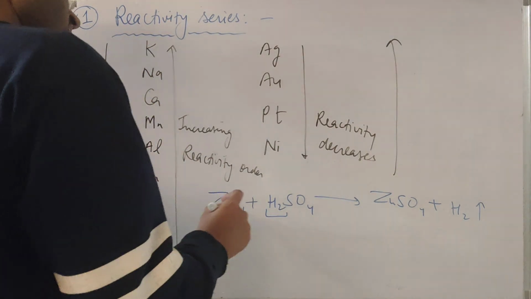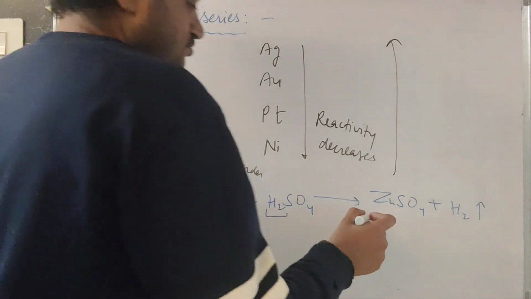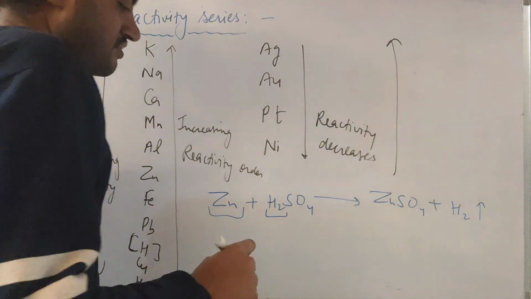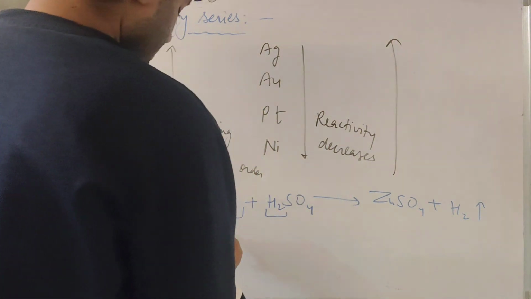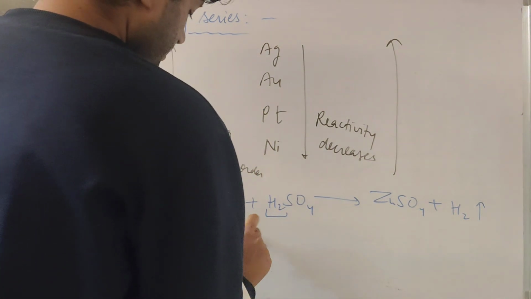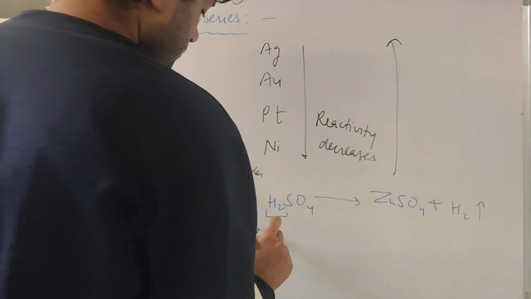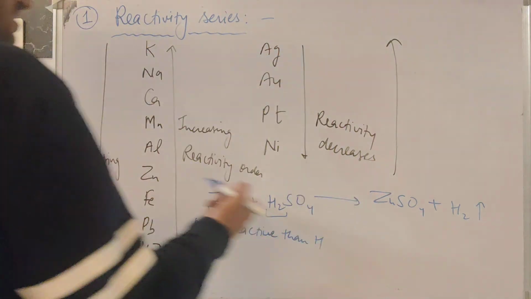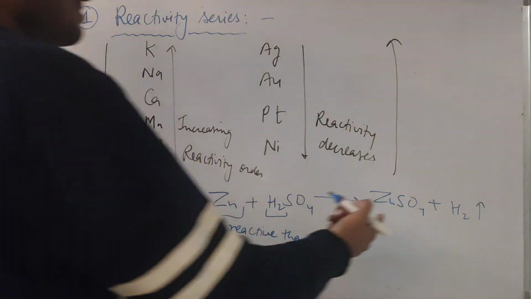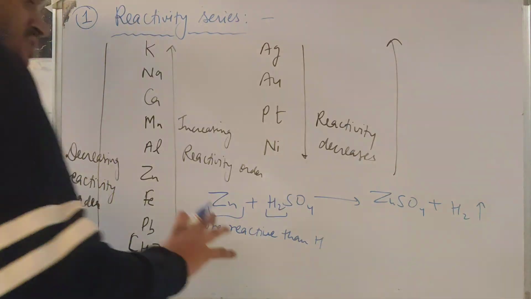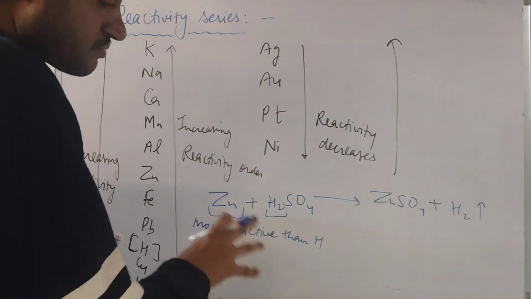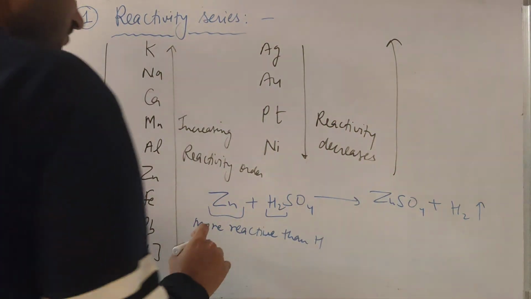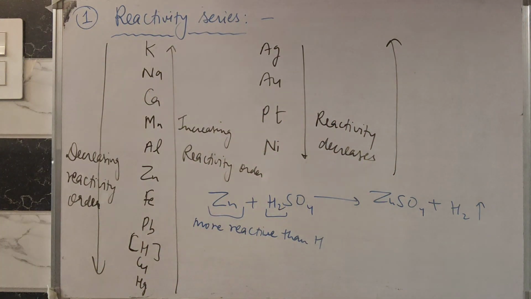So zinc reacts with sulfuric acid to give zinc sulfate and hydrogen gas. It means zinc is more reactive than hydrogen. That's why zinc will react with sulfuric acid to give zinc sulfate. If it were less reactive, then it would not react. The reaction will stop.